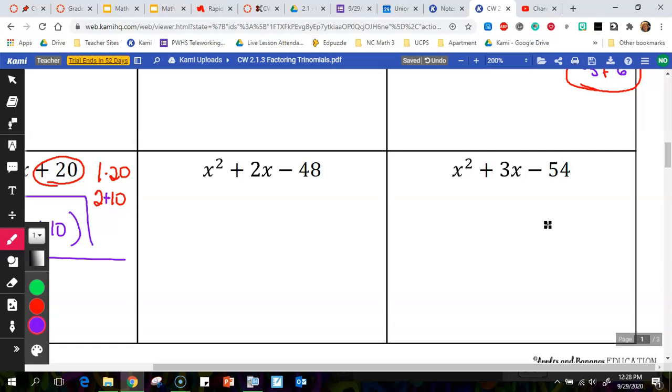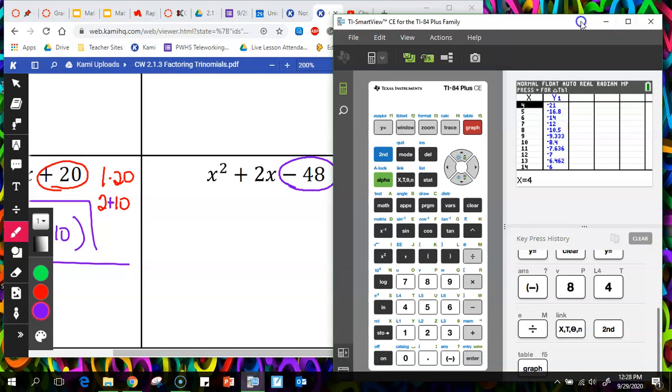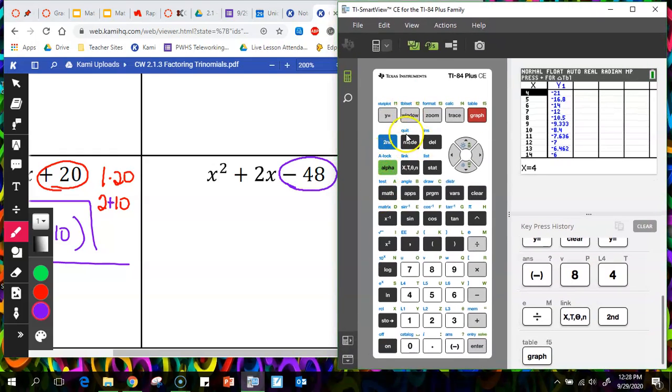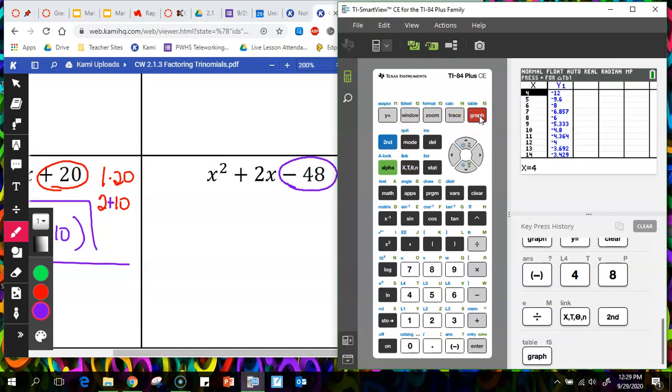All right, let's do this one. I have a negative 48. I need factor pairs for negative 48. I'm going to use my calculator. All right, let's see. Y equals, I can get rid of this. Oh, I keep thinking I can click over there and it'll enter something for me. All right, negative 48 divided by x, second graph. Okay, so here's my table.